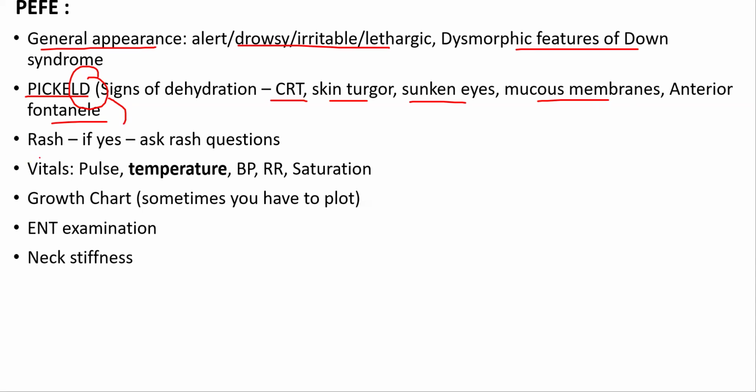Then we check the vitals definitely. So pulse, temperature, blood pressure, respiratory rate, and saturation.